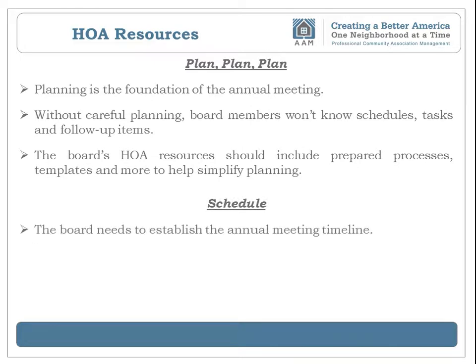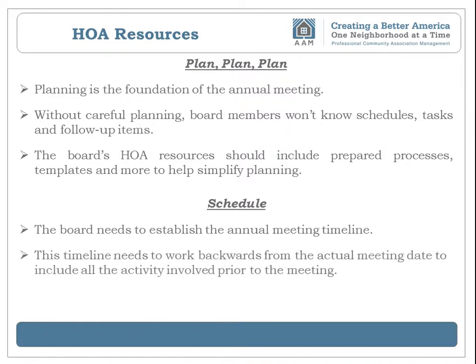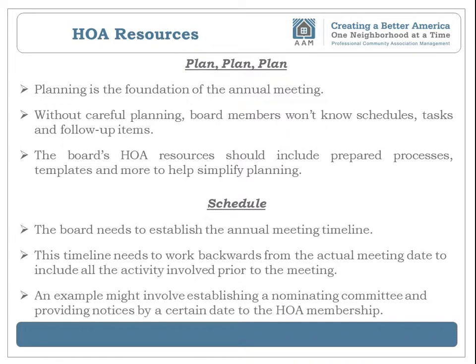Schedule. The board needs to establish the annual meeting timeline. This timeline needs to work backwards from the actual meeting date to include all the activity involved prior to the meeting. An example might involve establishing a nominating committee and providing notices by a certain date to the HOA membership.